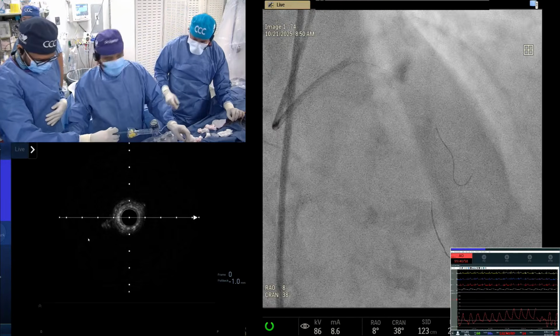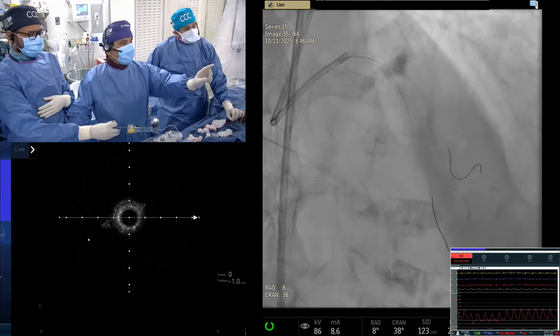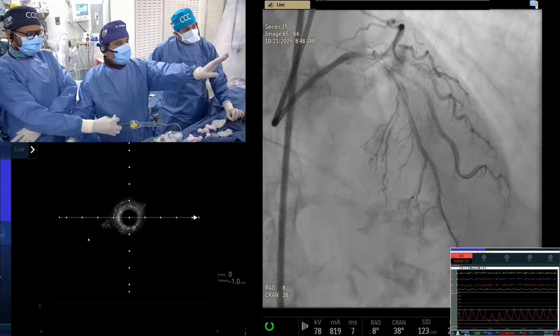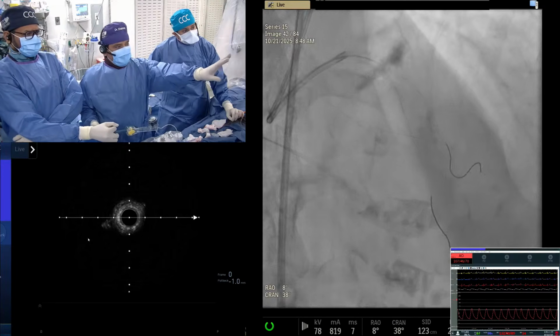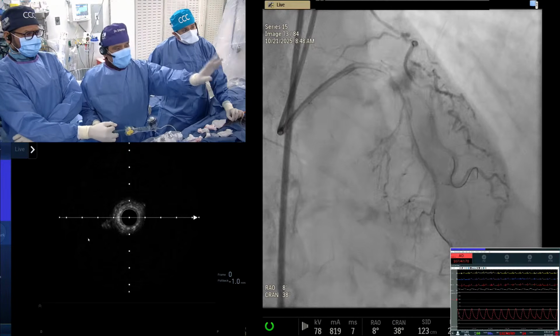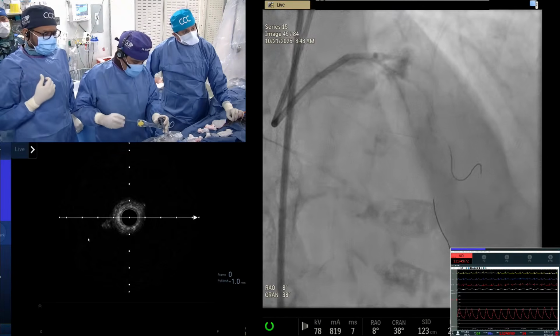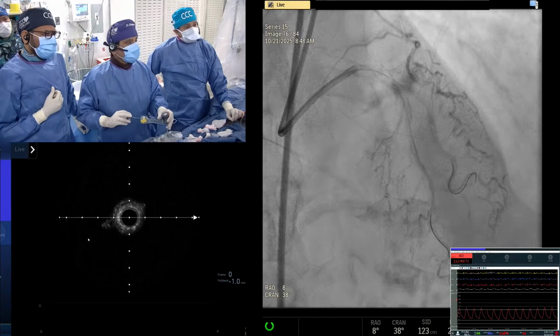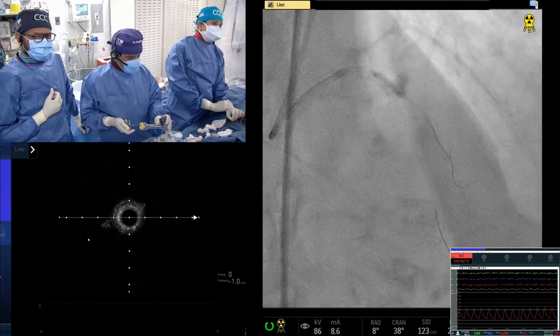See this now. This is the case where we changed from rotablation of the diagonal because of the LAD dissection; we are concerned about taking the wire out. So now we are going with the 2.5 balloon. This is exactly where the Bridge prediction was. Yeah. Okay, down.